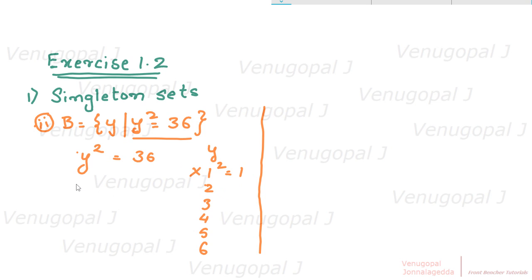Now I'll take y equal to 2, then y squared becomes 4, which is also not equal to 36. Similarly, if I go till 6 and replace y with 6, y squared is 6 the whole squared, which is 6 times 6, that is 36. So 6 is the number. When y is equal to 6, y squared gives me 36. So this is also a singleton set.